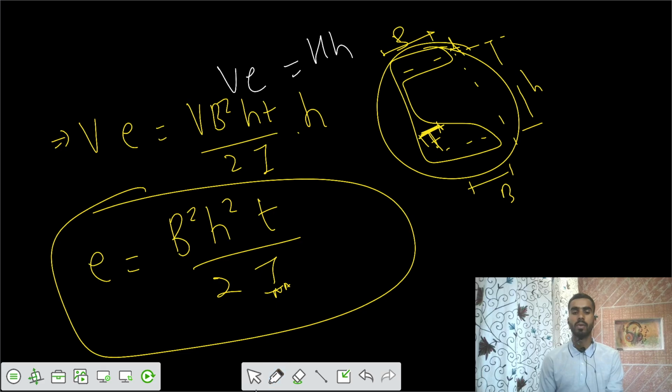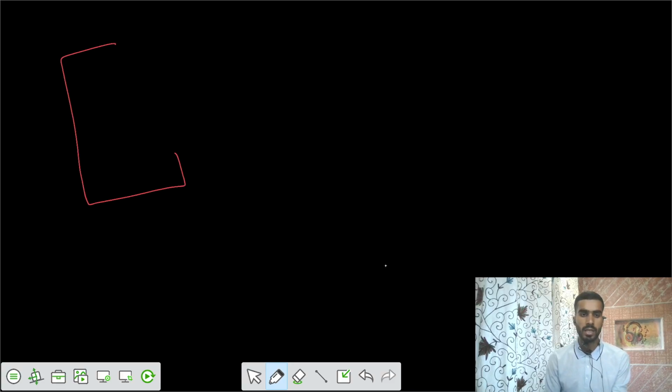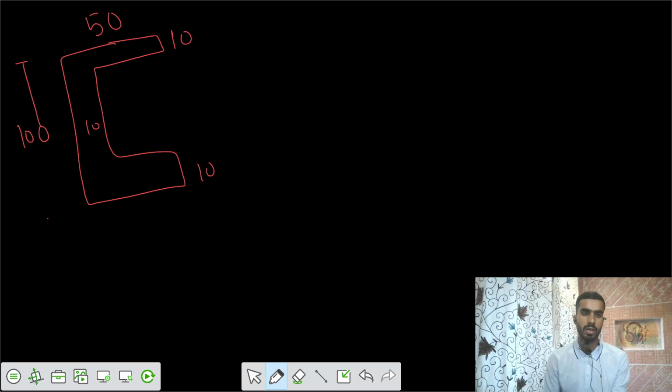Now let's solve one of the problems on this case. So you have this channel section. Thickness of 10, and width of 50, and depth of total 100. So depth is total 100.